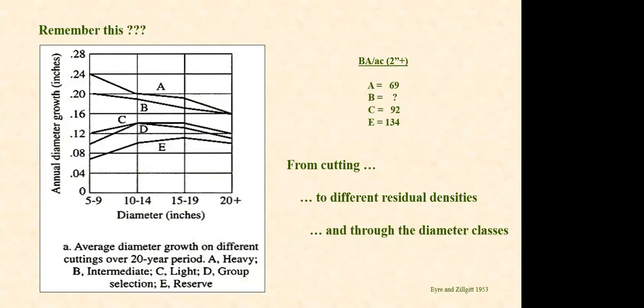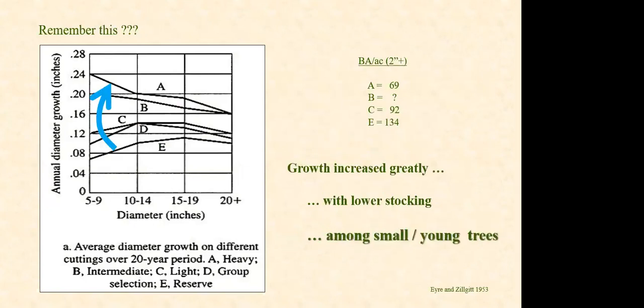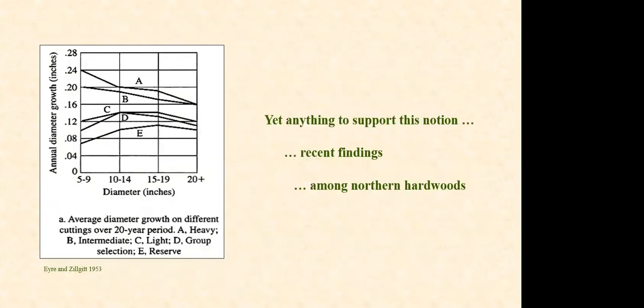So look at the growth pattern. As you go from the high density to the low density stand, the growth increases, most dramatically in the small size classes. And as you cut across the size classes, as you go to lower and lower residual densities within the acceptable range, it will have a profound effect on the growth of the small trees. The big trees grow better after cutting, but the small trees, you see the biggest change. Well, is there anything more recent that supports this notion, particularly among northern hardwoods?